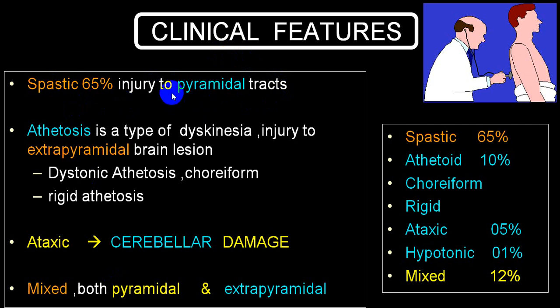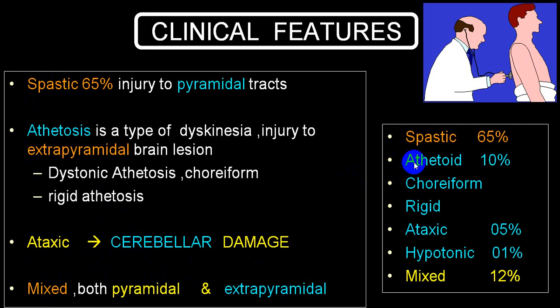We'll be mentioning some of the things. While in extrapyramidal damage, the most common variety which they present is athetosis, which is a classical variety of dyskinesia. So you can have a dystonic athetosis. Occasionally you can have a chorea form, and along with rigidity, it can be rigid athetosis. When there is damage to the cerebellum, it will be ataxic variety. And in a mixed variety, most commonly, extrapyramidal with spastic is most common. So both pyramidal and extrapyramidal signs may be together. So the commonest variety is spastic variety.